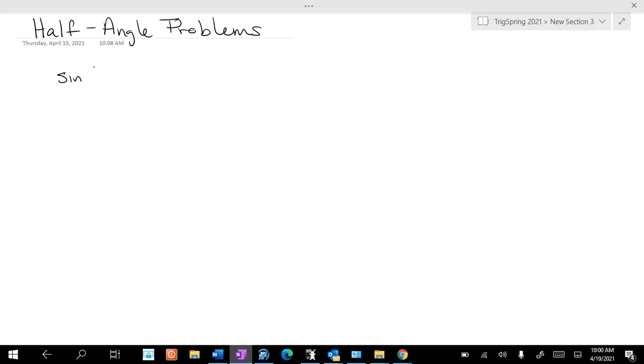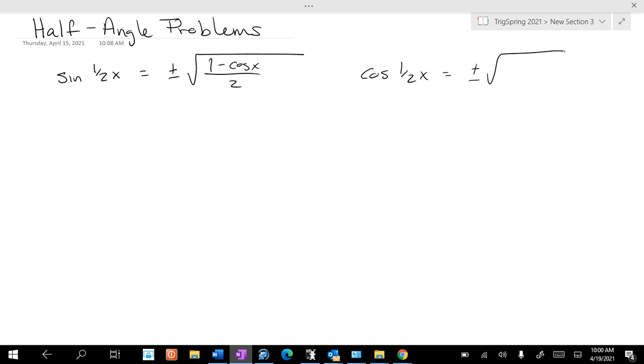The sine of 1/2 x equals positive or negative the square root of, is it 1 minus cosine squared of x over 2? Oh, it's what? No squared. So 1 minus cosine of x over 2. And the cosine of 1/2 x is positive or negative the square root of 1 plus the cosine of x over 2.